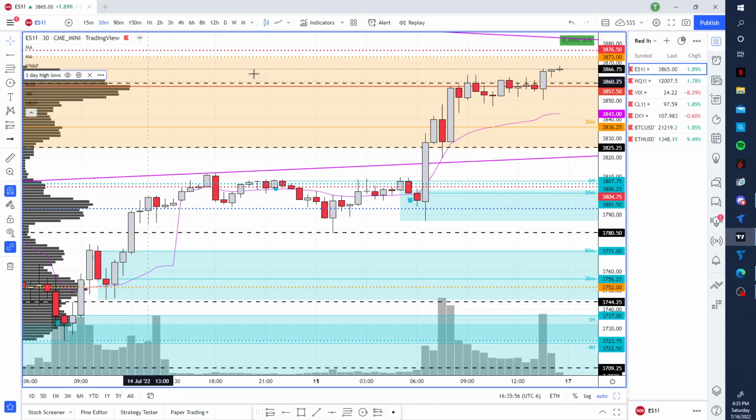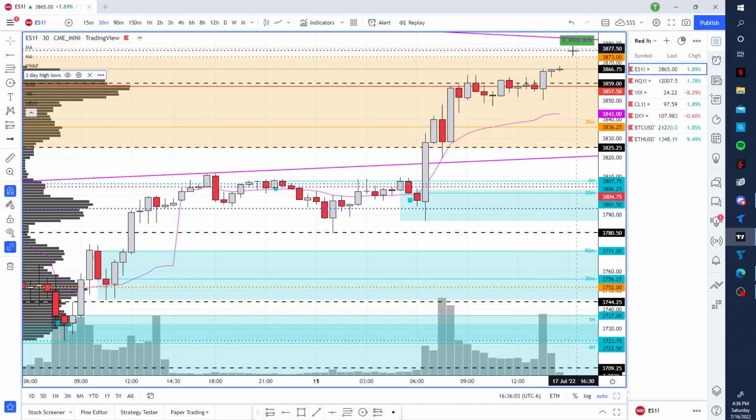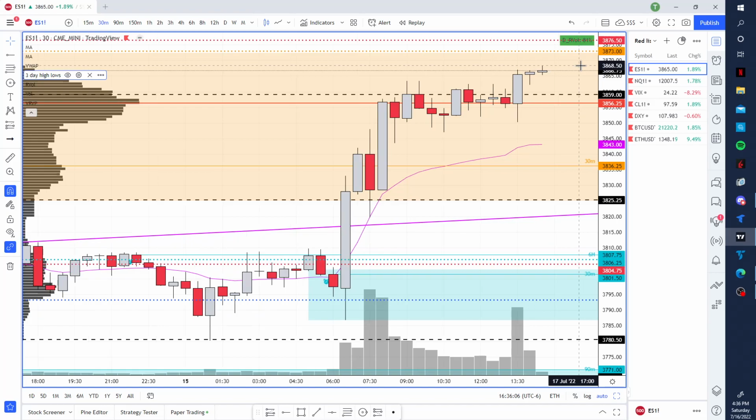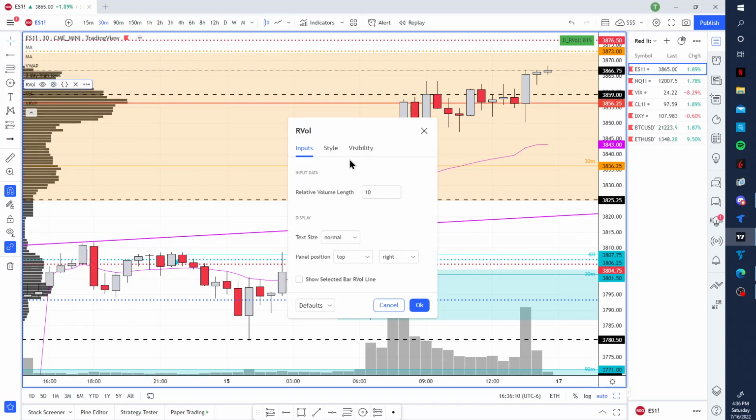Next indicator is relative volume. This is by SSK Charts, and this is just a little box up top that shows the relative volume on the day. So you can go here, relative volume length. This is the average that it's comparing the volume to. So if you want to do the average of the last 5 days, you can do 5. I do 10 personally. It shouldn't really matter much, but it just gives you an idea of the volume on the day.